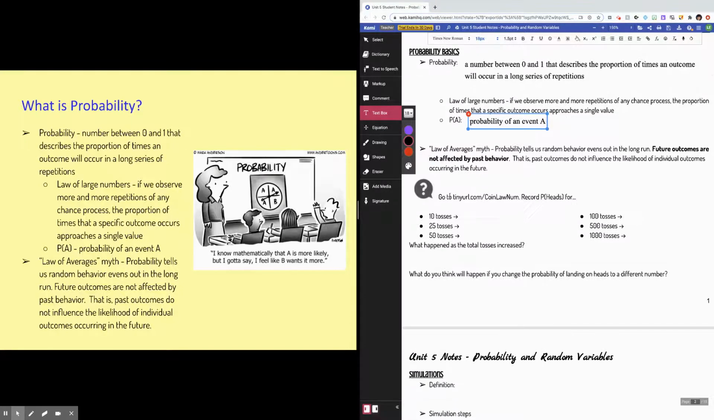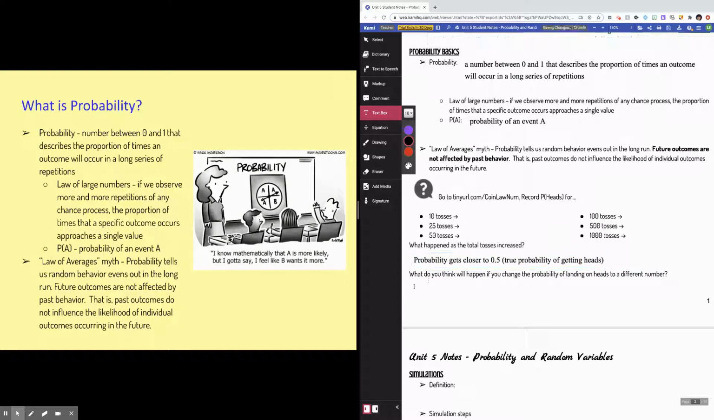Okay, I'm not actually going to do this activity here, but you can if you want to. So the link is tinyurl.com/coinlawnum. You can play around with this and record the probability of heads for these number of tosses. If you do it, what I'm hoping you'll see is that as you increase the total number of tosses, the probability gets closer to 0.5 or 50%, which is the true probability of getting heads.